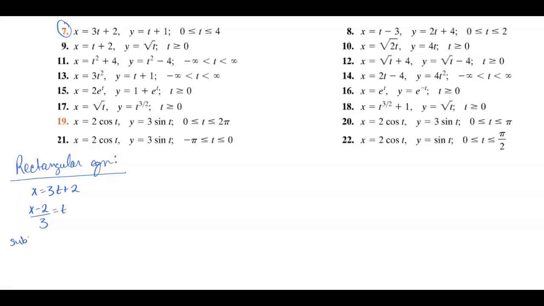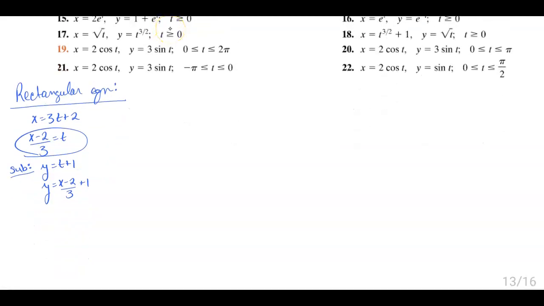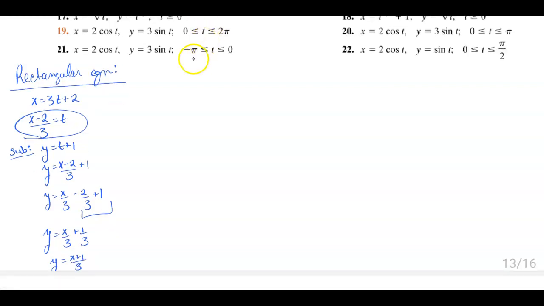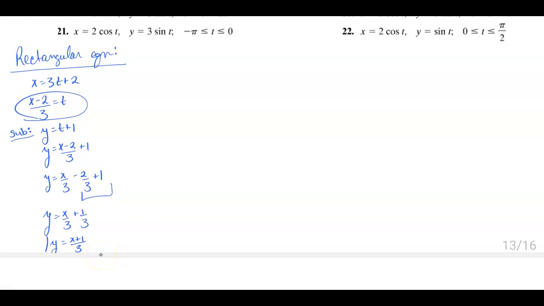And then we're going to substitute into the other equation. So we had y equals t plus 1, but we've got an equation for t. So we have (x minus 2) over 3 plus 1, and then we can simplify that. We can split that numerator and then combine like terms here. Negative 2/3 plus 1 is going to be 1/3, and we could rewrite that a little more concisely this way. So this guy is actually a linear equation.